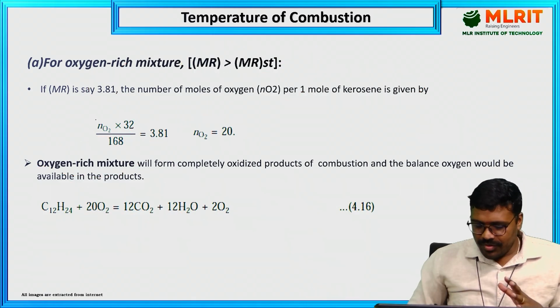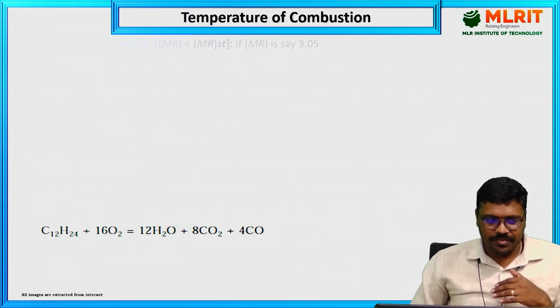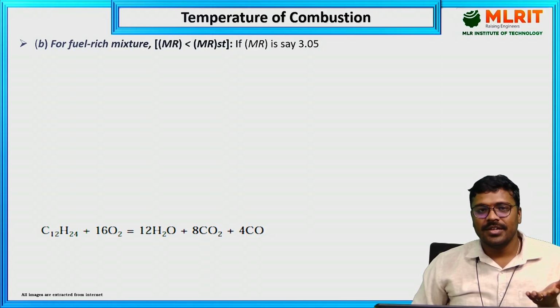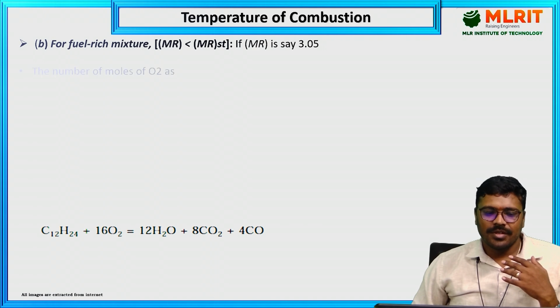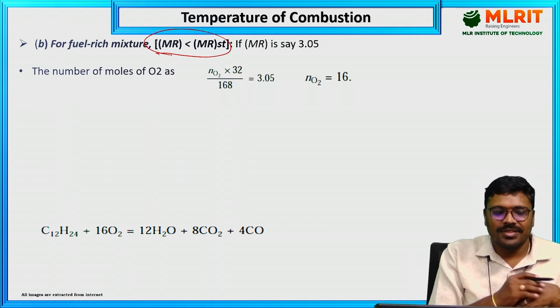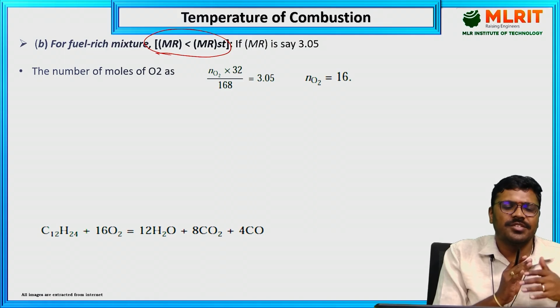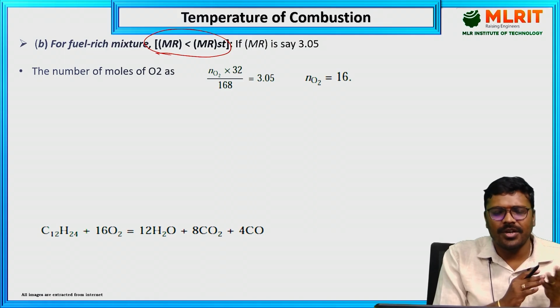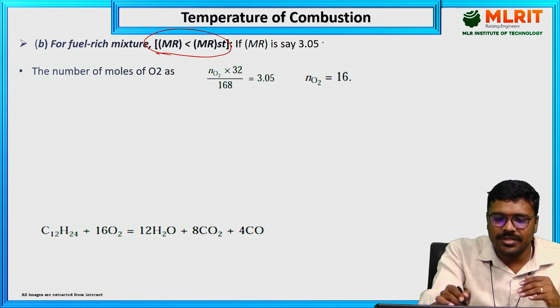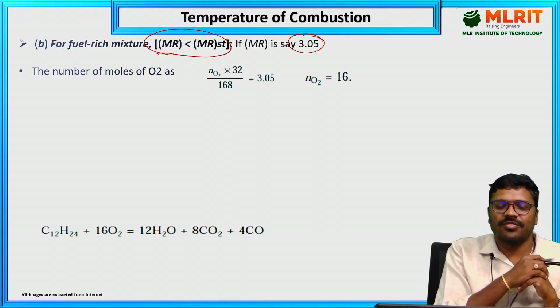Now we go for the fuel rich mixture ratio. How are the products formed if we have a fuel rich mixture ratio? What is the stoichiometric ratio? 3.43. If the mixture ratio is less than the stoichiometric mixture ratio, then it is called fuel rich. The fuel is more, oxygen is less. So it should be less than 3.43. We will just consider a 3.05 mixture ratio.